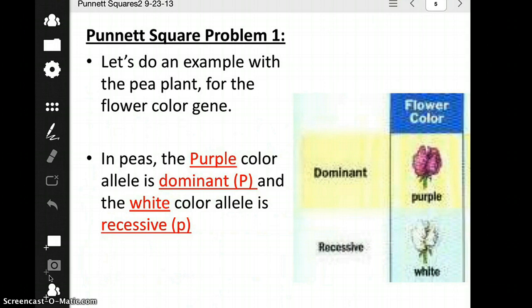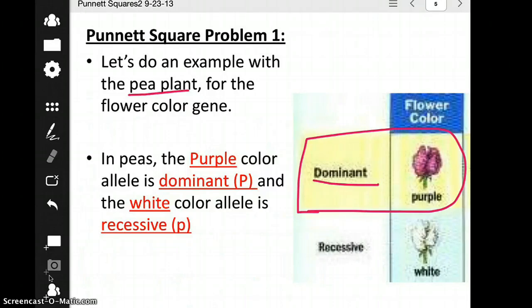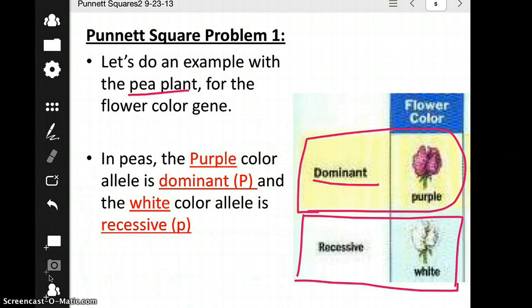Alright, so we're going to start with this first problem, okay? We're going to do an example with the pea plant. And remember, we've been talking about how Gregor Mendel, he grew pea plants and he was the father of genetics. And so that's why I chose this one, because you're already familiar with the flowers, and we talked about it last time in class. So in peas, the purple color is dominant. So you can see here, here's the dominant purple color, and the white color is recessive. And remember, dominant alleles are the ones that are so powerful that they'll cover up the recessive ones. The recessive ones are the alleles that only show when the dominant one is not there. Okay?